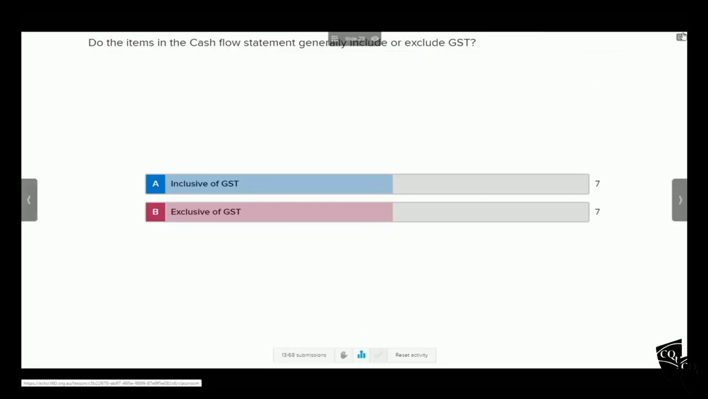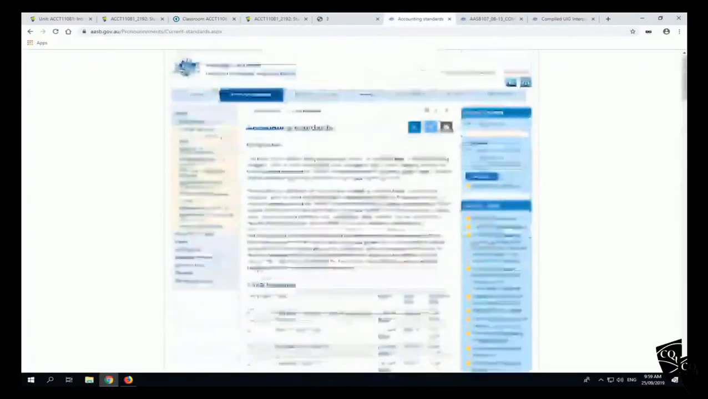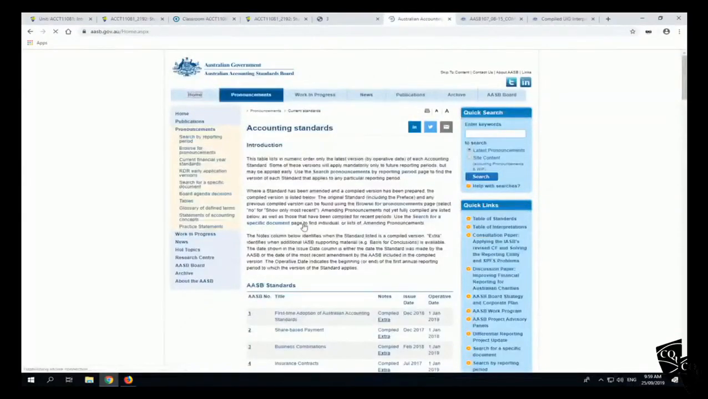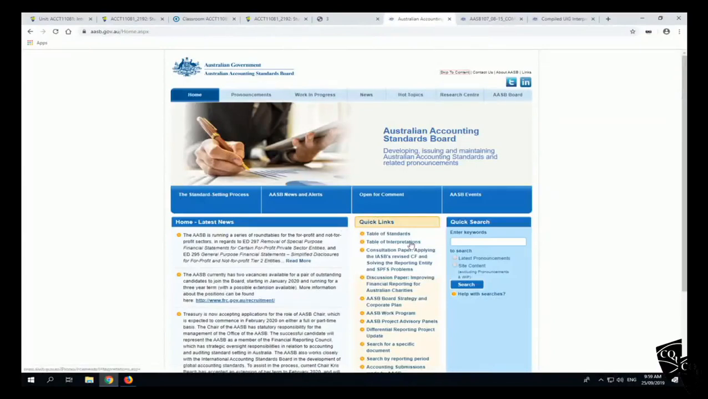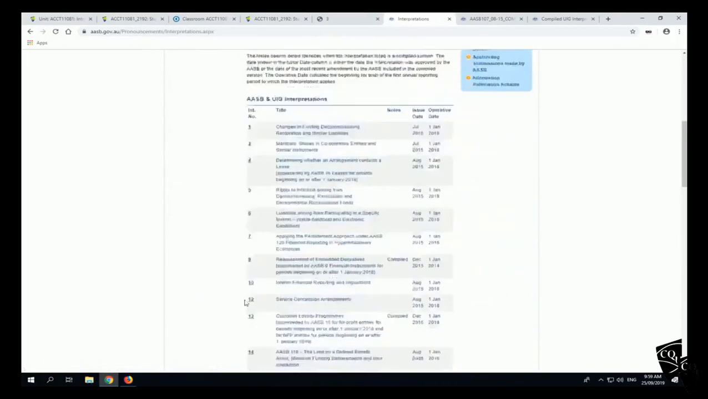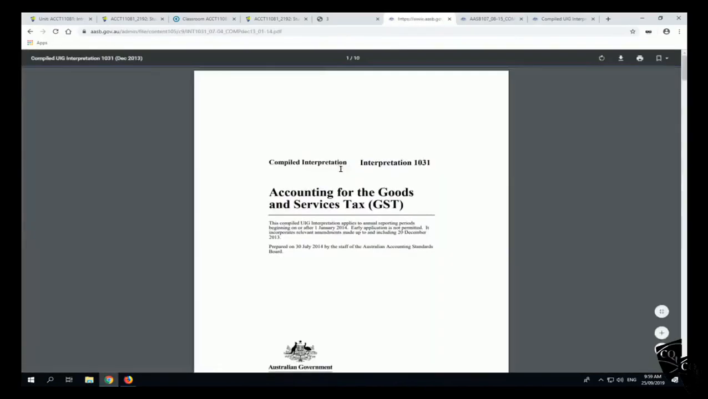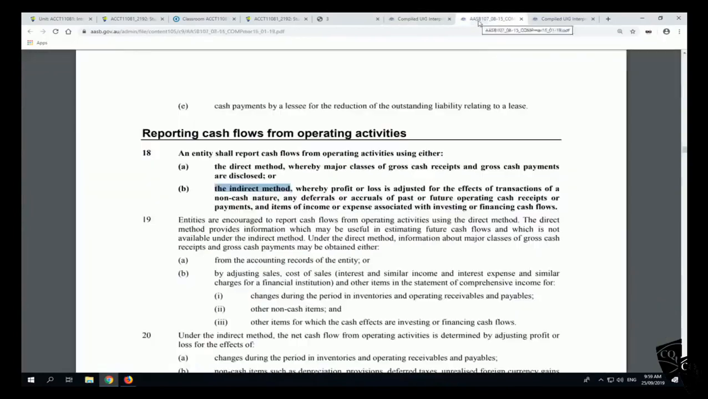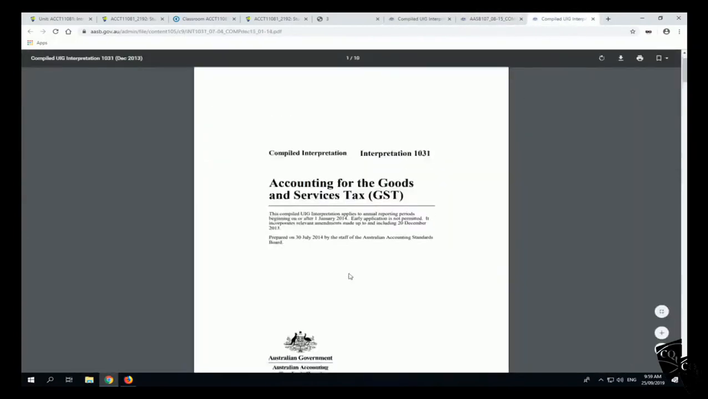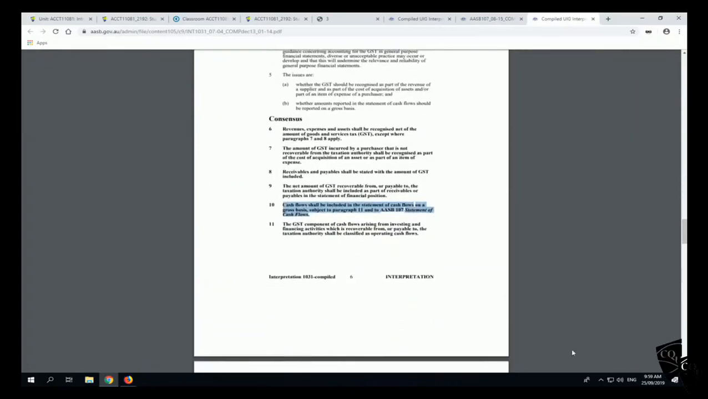I'll just minimise this. Let's go to aasb.gov.au and go back to the home page, because you can also access the interpretations. You can access the table of standards and the table of interpretations. Let's go down to GST Interpretation 1031, which is way down here. Accounting for the Goods and Services Tax. And in paragraph 10, here we go. Let me zoom this in a bit.